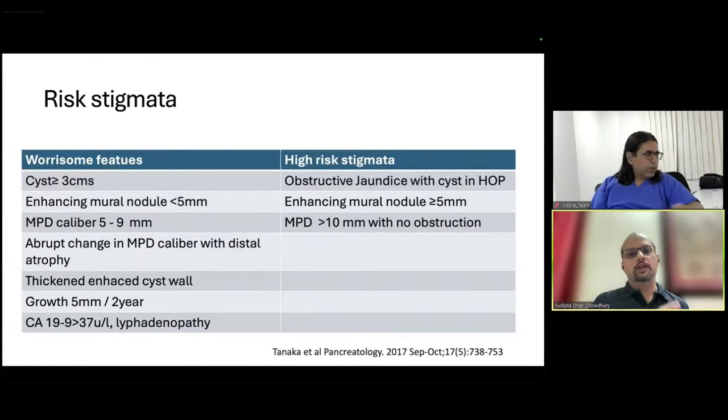So now that we have a cyst, we have to discriminate between those cysts which have high-risk stigmata and those which have worrisome features. The high-risk stigmata include an enhancing mural nodule of more than 5 millimeters, obstructive jaundice because of the cyst in the head of pancreas, that is, the cyst is occluding the duct, or an MPD of more than 10 millimeters. These are features of high-risk stigmata.